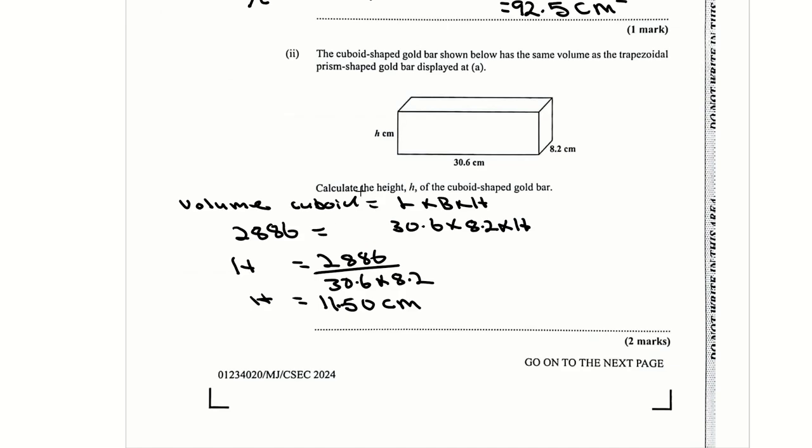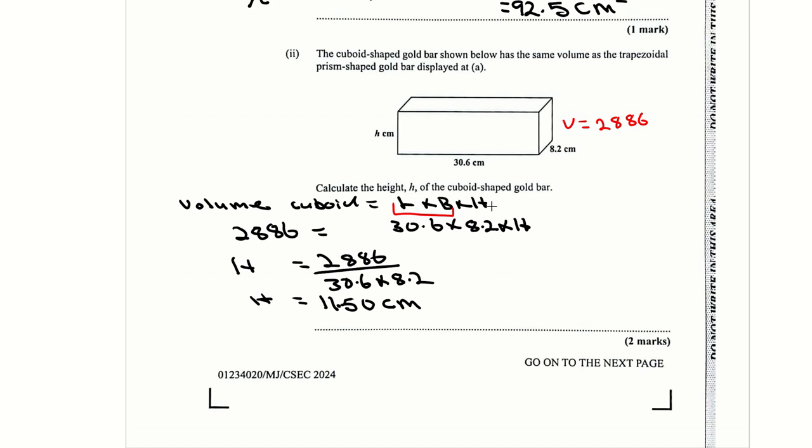Great. Now part 2. The cuboid-shaped gold bar shown below has the same volume. So they're telling you that the volume of this is 2,886. Calculate the height. This is a formula that is not given in your formula sheet. But the volume of a cuboid, or the volume of anything, is the area of your cross section, which is length times breadth, that is this face, times your height. So if you're not 100% sure, just go with that. It is the face of your cuboid times the height of it.